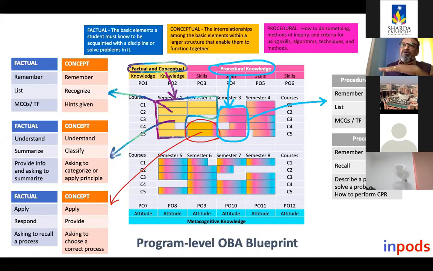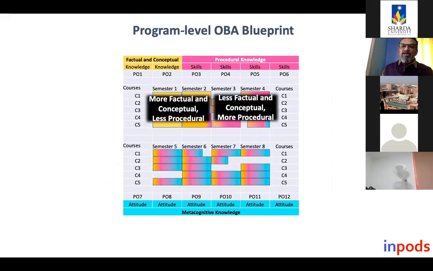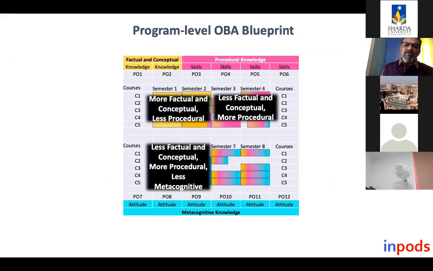So the assessment tool changes when you are thinking about procedural knowledge. But if you still want to go for assessing the students at remember level, at least the question will have to be drafted in such a way that it will help the student recall a procedure that is supposed to be followed for solving some problem. So these are conscious efforts that have to go into designing a blueprint of OBA at the program level.